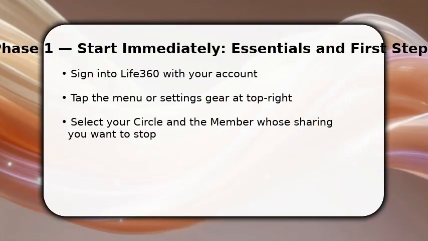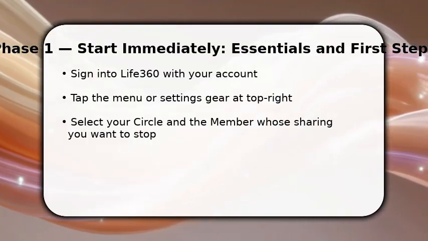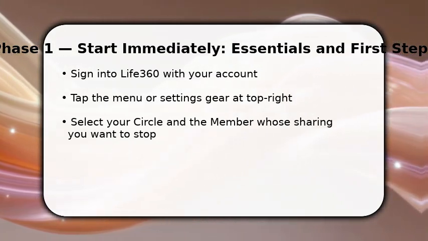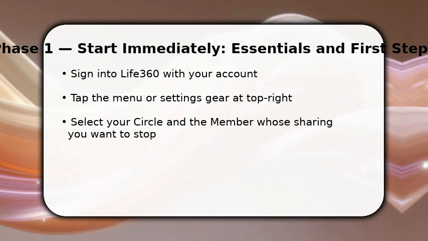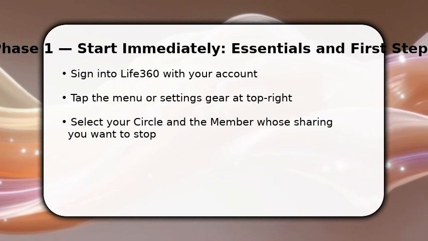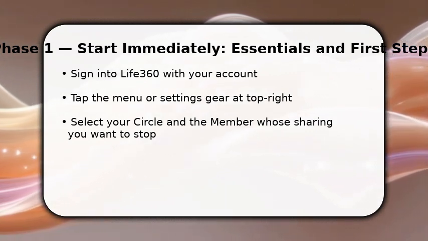Enjoy the video. You start by opening Life360 and signing in. Once you're on the map, go directly to the menu or settings gear at the top right. Tap circles, then pick the circle containing the person or device whose location you want to stop sharing.